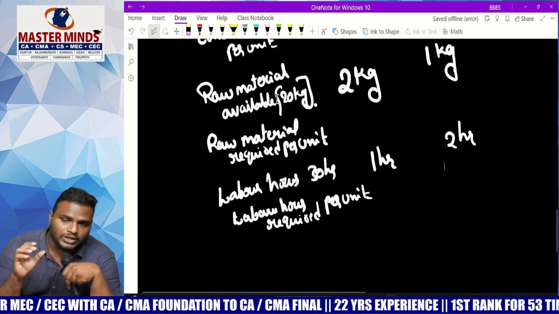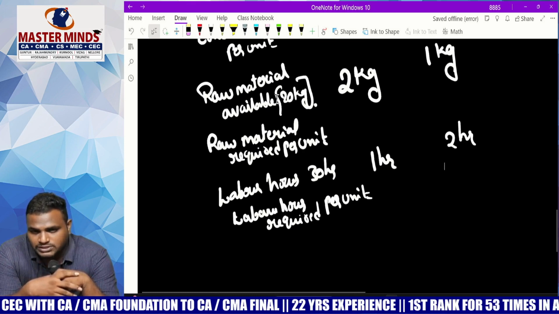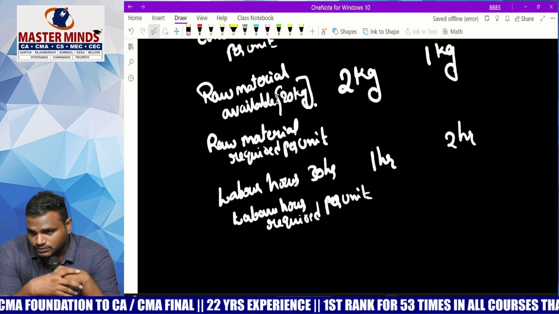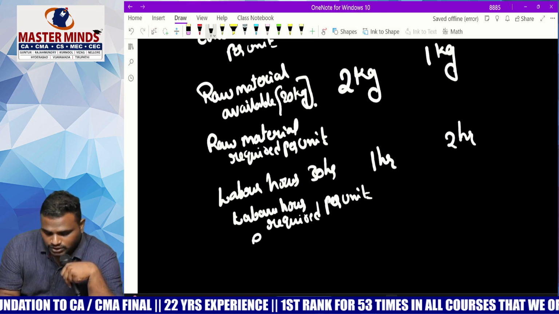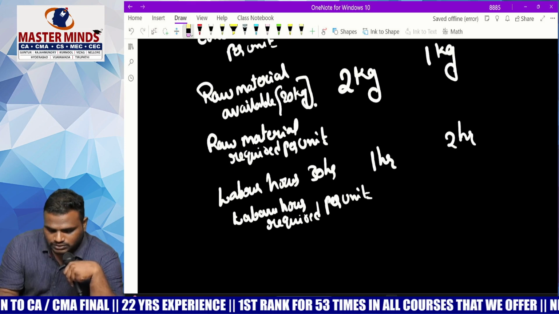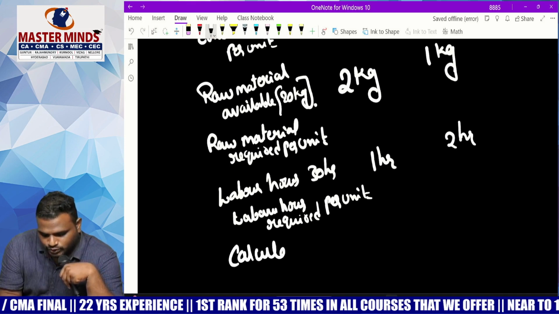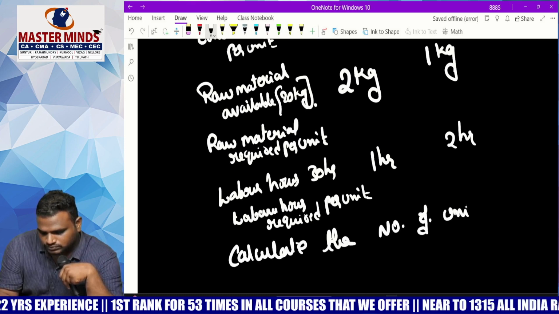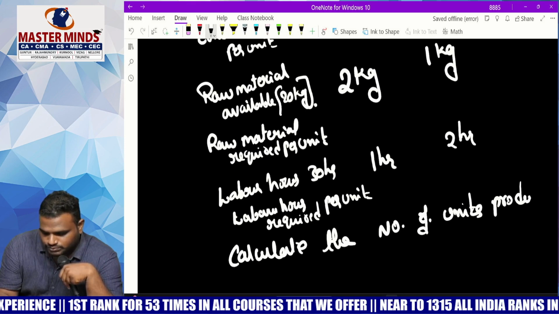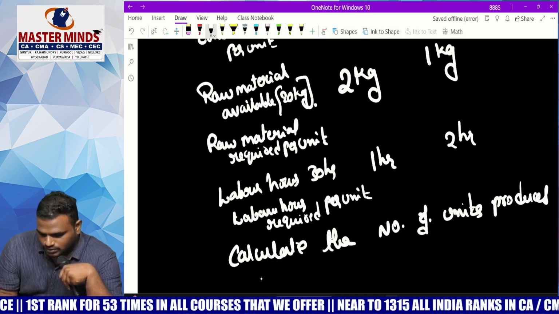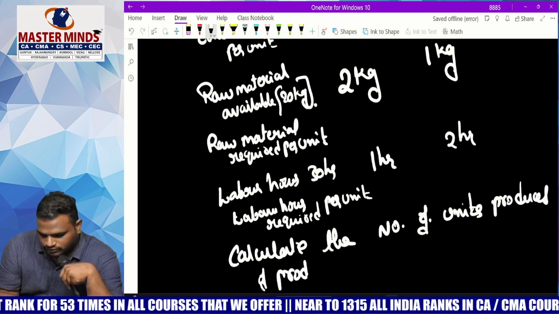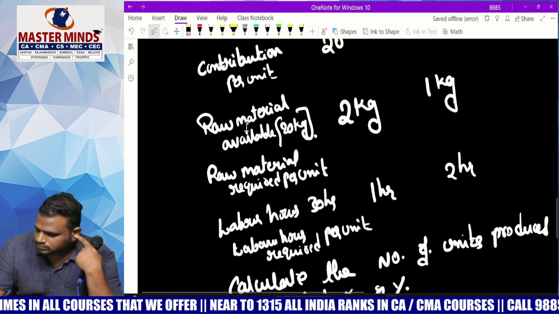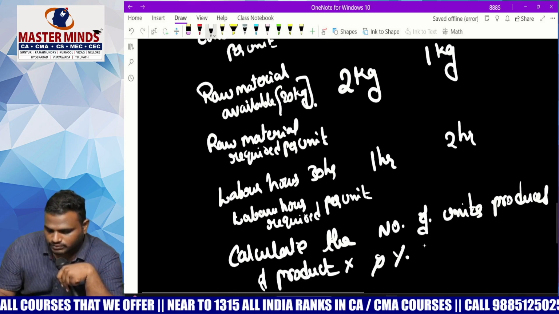Now tell me how many units the organization wants to produce of X and Y in order to get maximum benefit, maximum profit. Calculate the number of units produced of product X and Y by using linear programming.